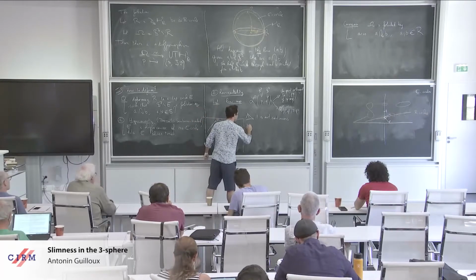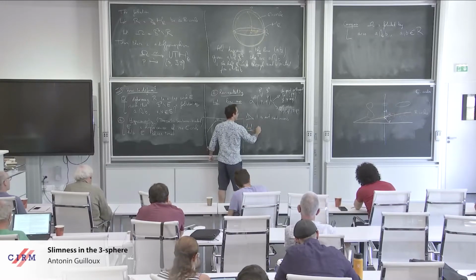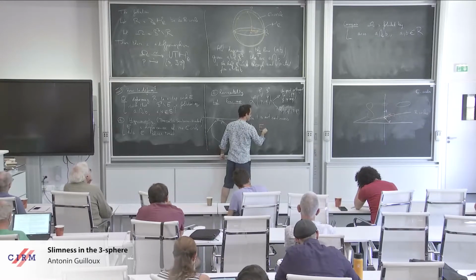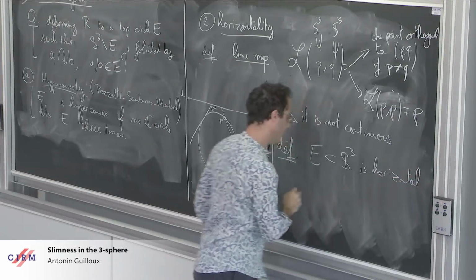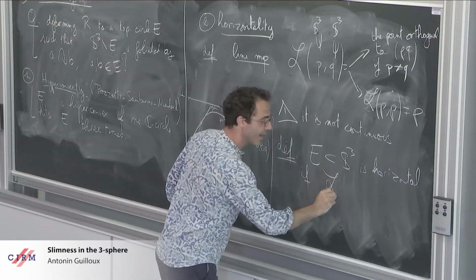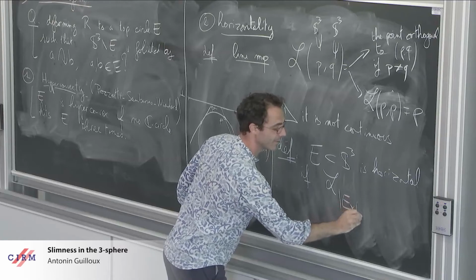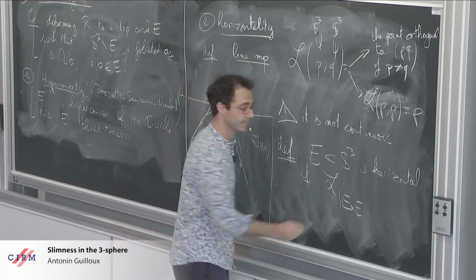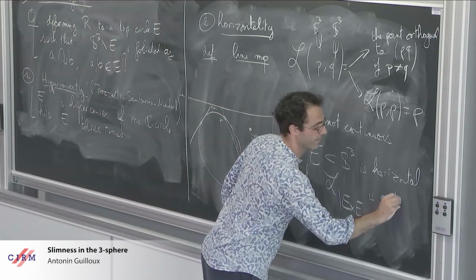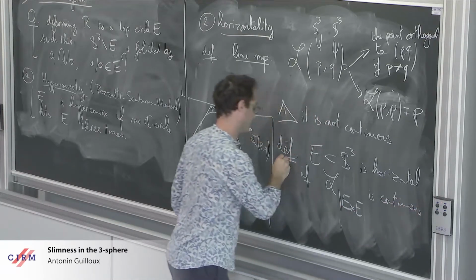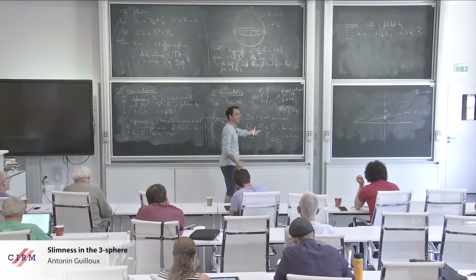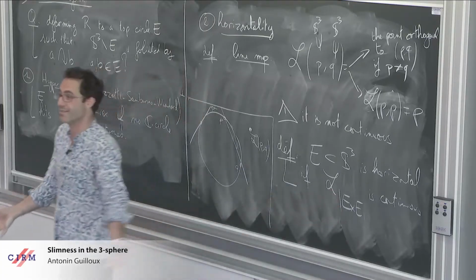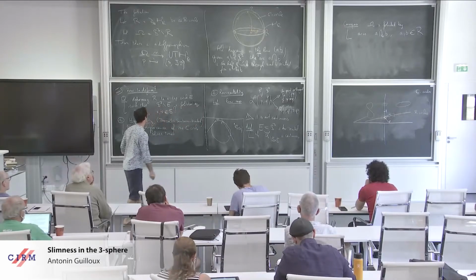So definition, a set E inside the sphere is horizontal if the line map restricted to this set is continuous. And I don't need smoothness for this definition. I just need a subset. Okay.